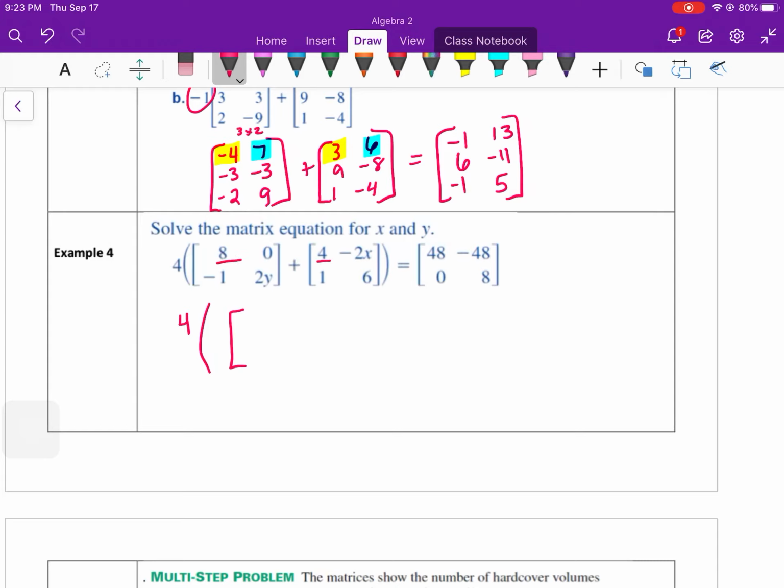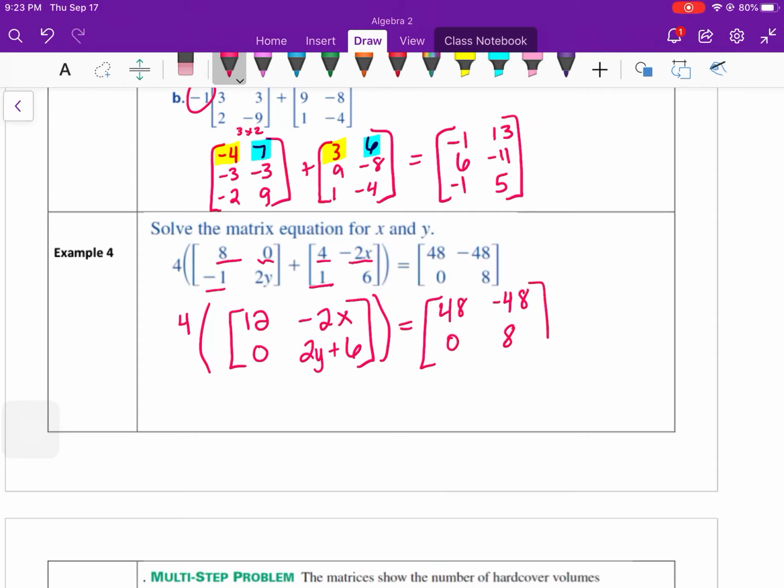So like 8 plus 4 would be 12. 0 plus -2x is just -2x. Then -1 plus 1 is 0. And 2y plus 6, they are not like terms, so it's just going to have to stay 2y plus 6 in that spot. Equals, and then this is 48, -48, 0, and 8.